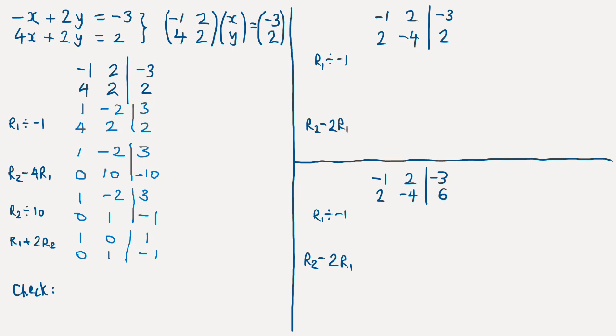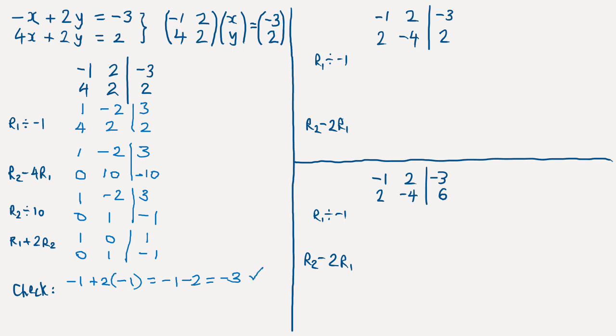Okay, so there's our solution. Looks like x equals 1, y equals minus 1. So let's just check that that's correct. So going back to our original equations, we have minus x plus 2y. So if x is 1, we're going to have minus 1 plus 2 times y is minus 1. So we'll have minus 1 minus 2. So that's minus 3. And that's what it's supposed to be.